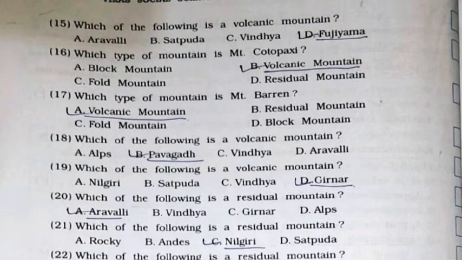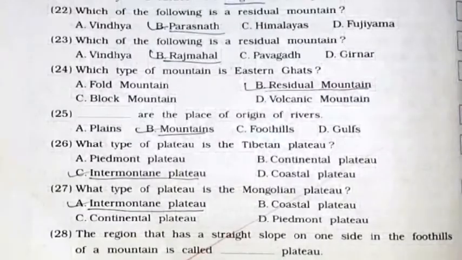20, which of the following is a residual mountain? It's option number A, Aravali. 21, which of the following is a residual mountain? It's option number C, Nilgiri. 22, which of the following is a residual mountain? It's option number B, Parasnath. 23, which of the following is a residual mountain? It's option number B, Rajmahal.